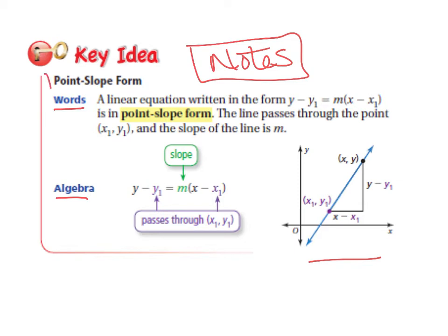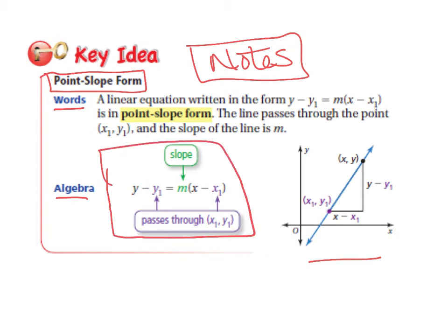So in words, point slope form is a linear equation written in the form of y minus y1 equals m times x minus x1. The line passes through the point (x1, y1), and the slope of the line is m. So make sure you get this into your notes, because this is what we're going to be using quite a bit. y minus y1 equals m times x minus x1.